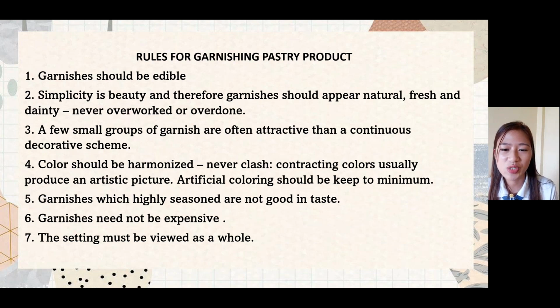Number five, garnishes which are highly seasoned are not good in taste. Number six, garnishes need not be expensive. We can buy simple garnishes in the market that suit our cakes and pastries. Number seven, the setting must be viewed as a whole. When we do a cake or a pastry, our focus is on the whole, not only on the left side or the right side.